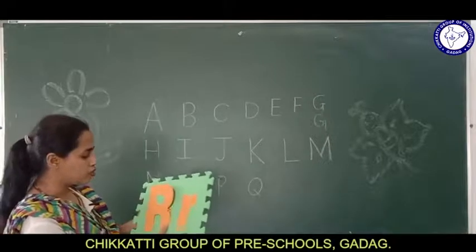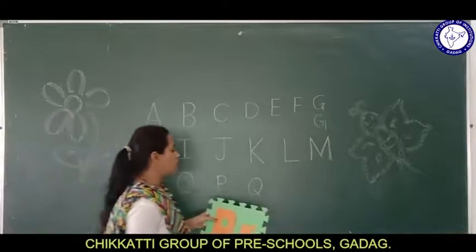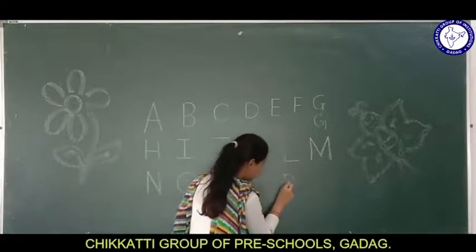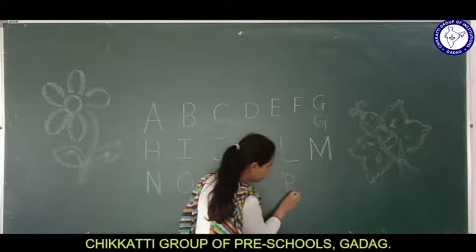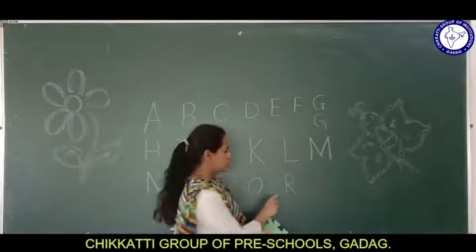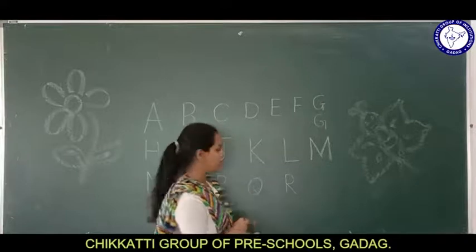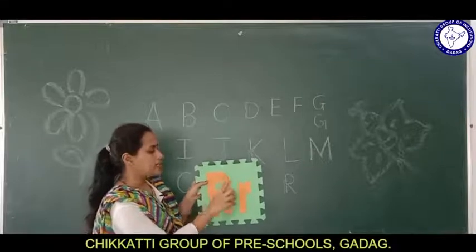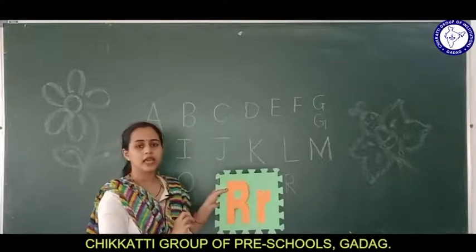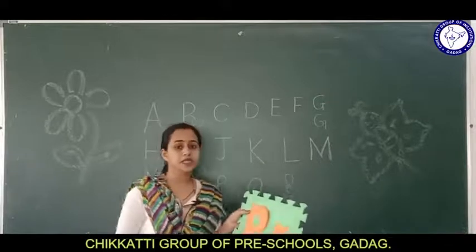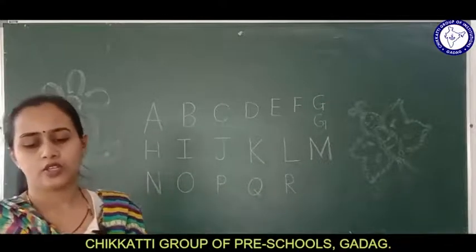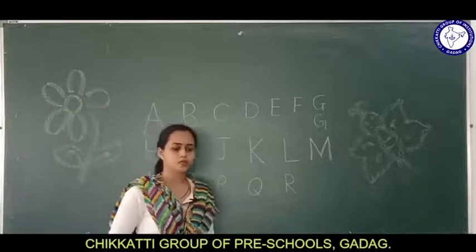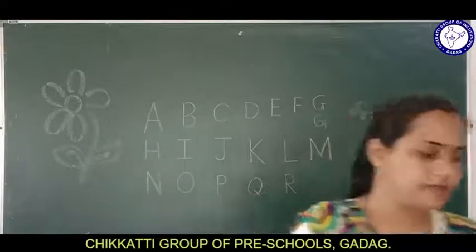R. So, how to write R now? Just a standing line, a curve, and here we go, a small slant. So, it will become what? R. Standing line, curve, then slant. So, it will become R. What is the R sound? R.